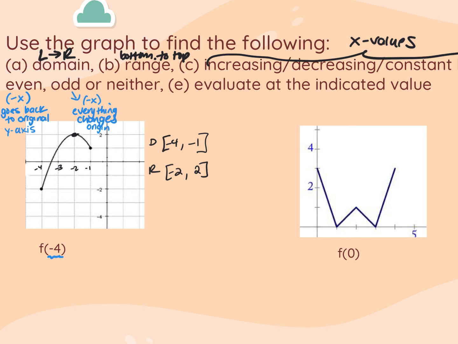And then 2, 3, like I said, don't worry about the even and odd, okay? That will probably show up on your test, but it's not on the quiz. The -x and does it go back or does it all change? The rest is definitely on the quiz, okay?